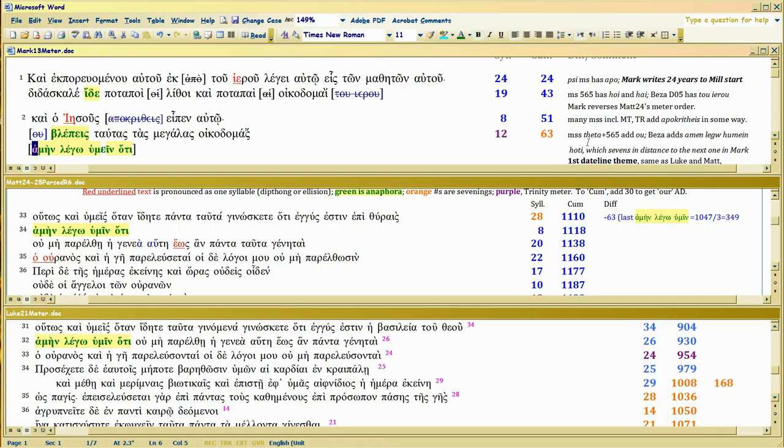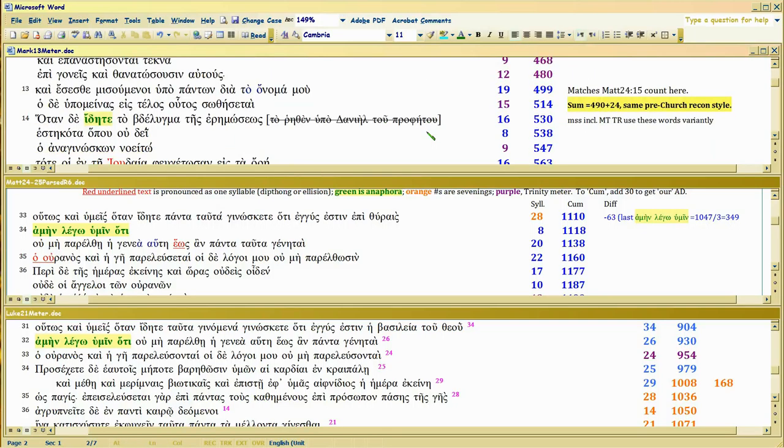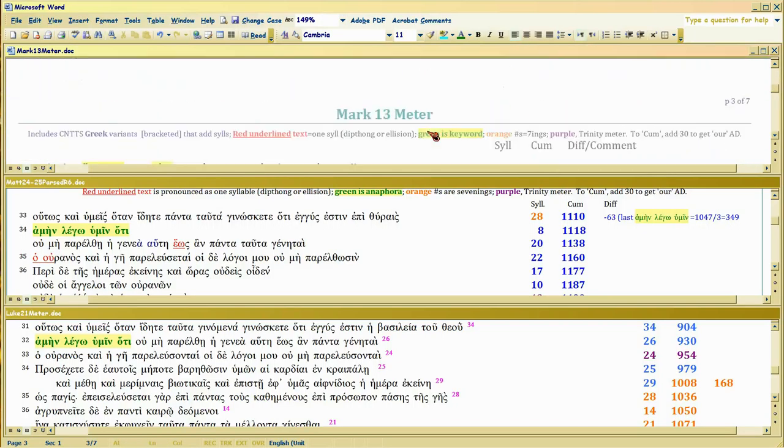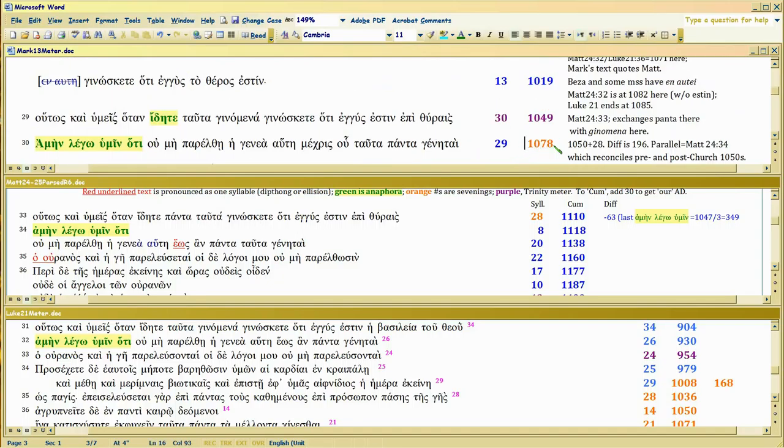All right, but if you take 63 and then you come down to 1078, this same last David, Isaiah 53, the last David is still talking. His death day has not come yet. All right? So the difference between the first Amen Lego Humin Hoti and the second one is divisible by 7. And he's quoting Matthew. Quoting it.